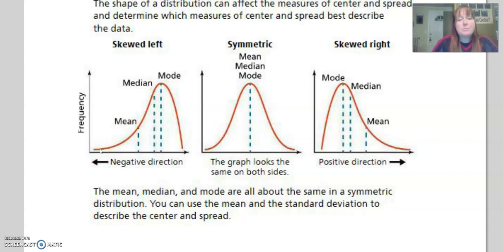So there are 3 options when it comes to the shape of data. Your data distribution is either going to be skewed left, symmetric, or skewed right. Those are your 3 choices.